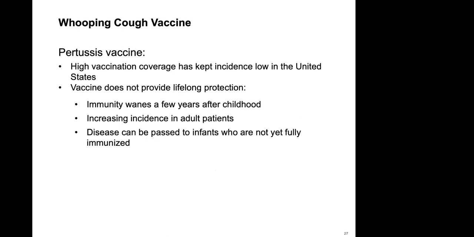There is a pertussis vaccine, again, as part of that DTaP vaccine, or Tdap booster for anyone from 11 to 64. We do have high vaccine coverage, but there are pockets, and we do start to see some outbreaks of whooping cough every once in a while in the adult population.